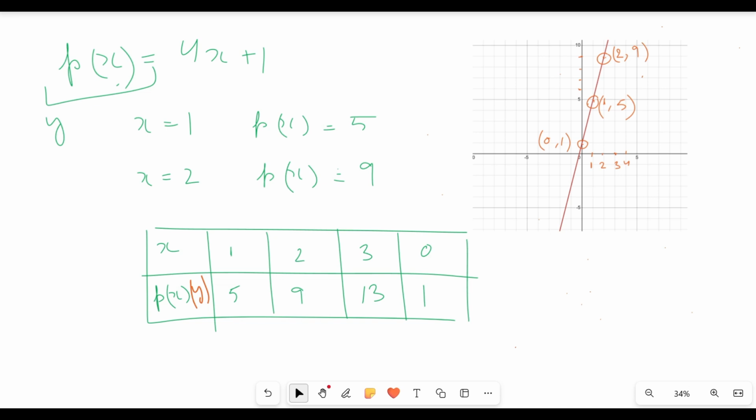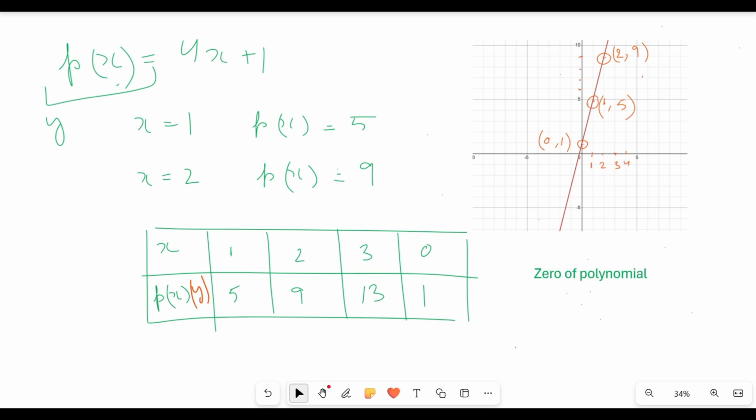And these are called the values of the polynomial. When x is 1, the value of the polynomial is 5. When x is 2, the value of the polynomial is 9. So that particular value of x for which the polynomial becomes 0, what I mean y becomes 0, is called the 0 of the polynomial.